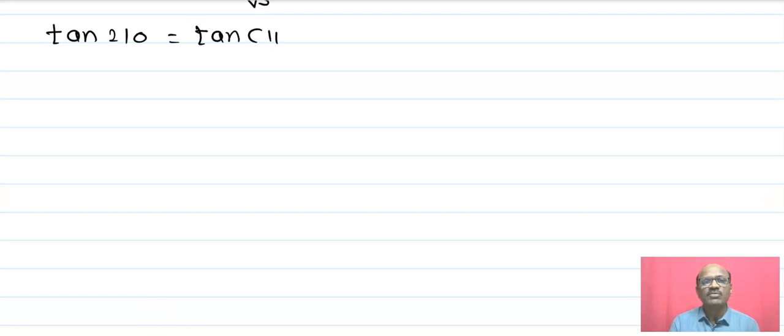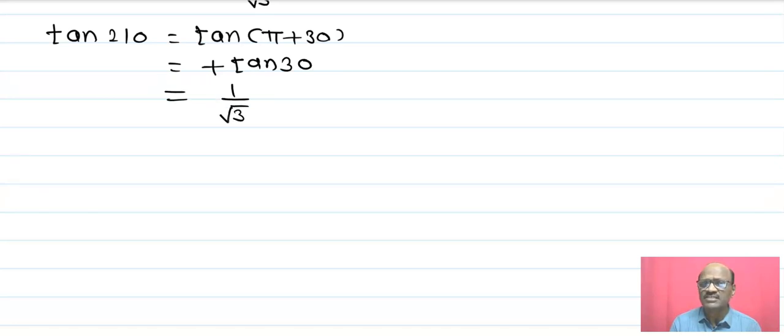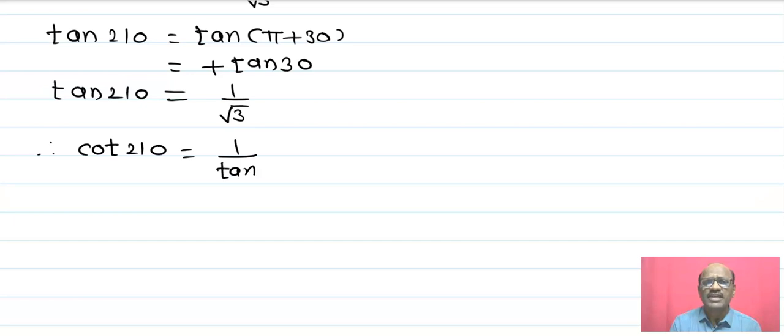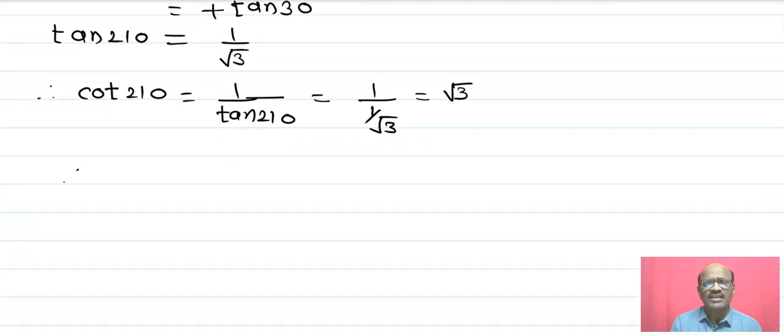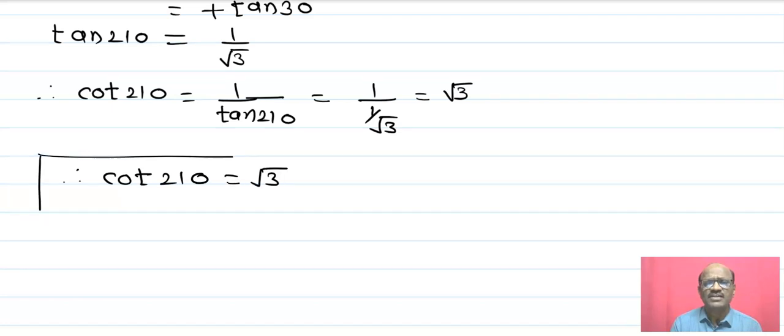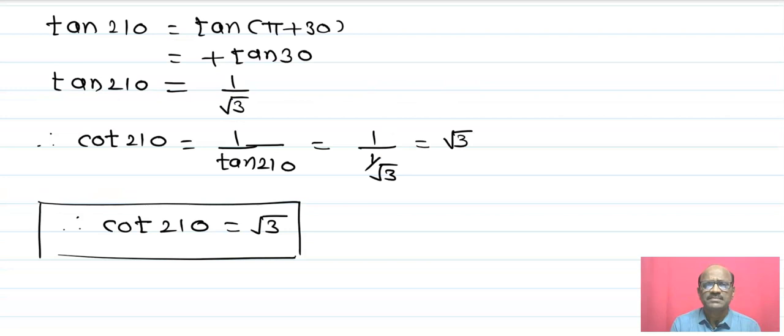Now next is tan of 210. Again it is written as tan of pi plus 30. Here tan is positive in the third quadrant. Whenever there is a pi angle, the function remains as it is. Function means what? The tan. It is tan of 30. And what is the value of tan 30? It is 1 upon root 3. Therefore, tan of 210 is equal to 1 upon root 3. Cot of 210 is the reciprocal of tan of 210, and that is root 3. Therefore, cot of 210 is equal to root 3.